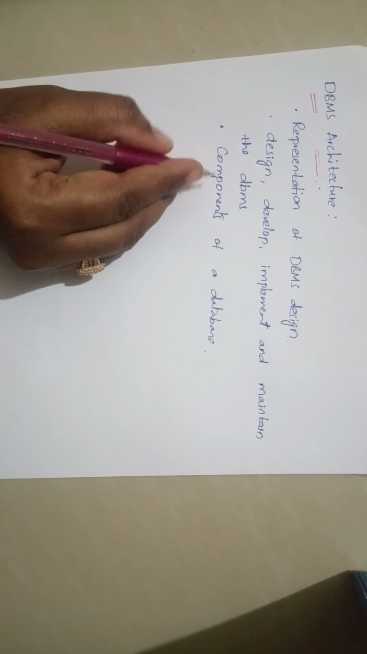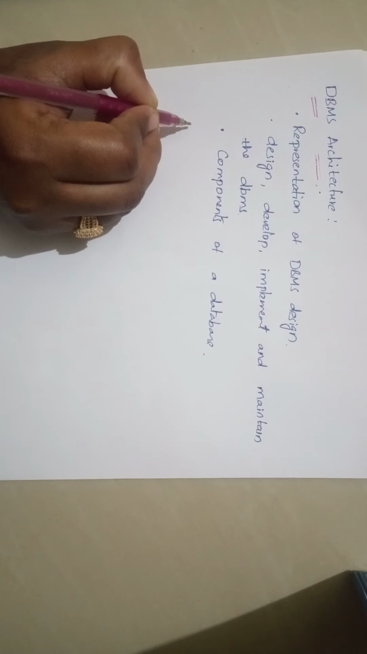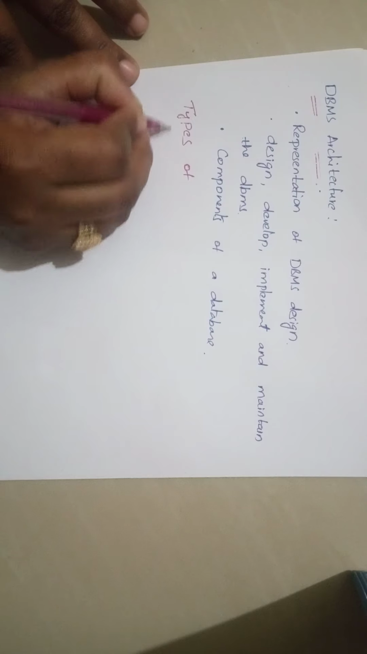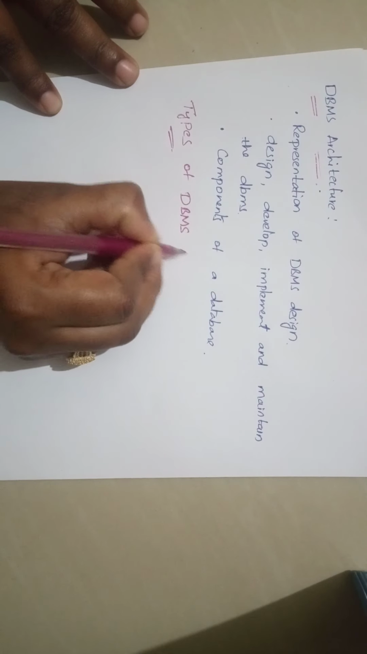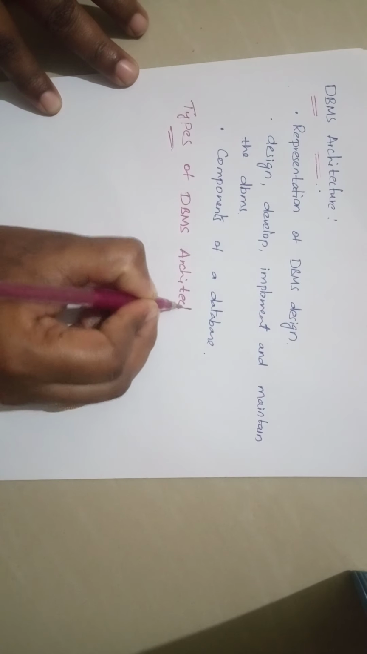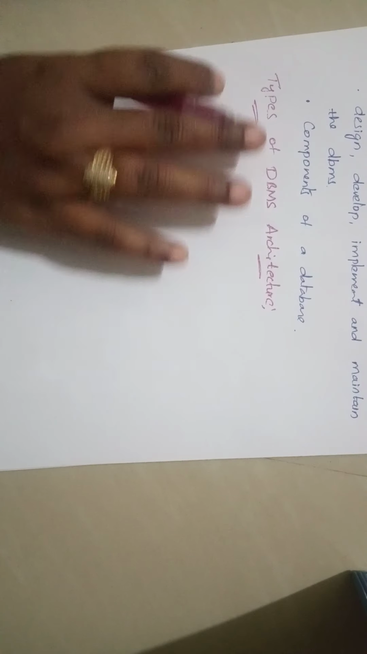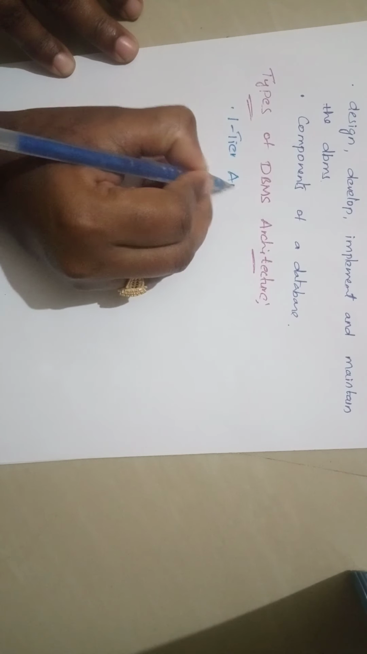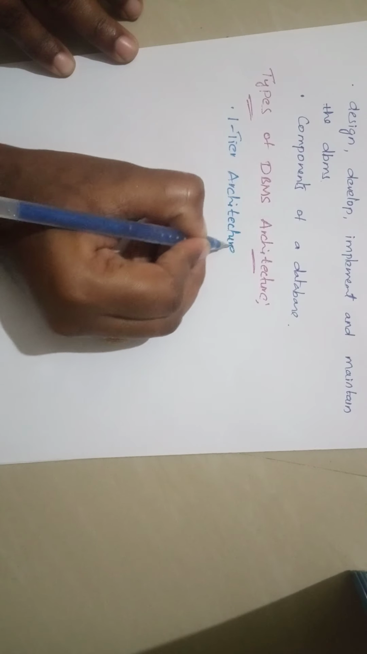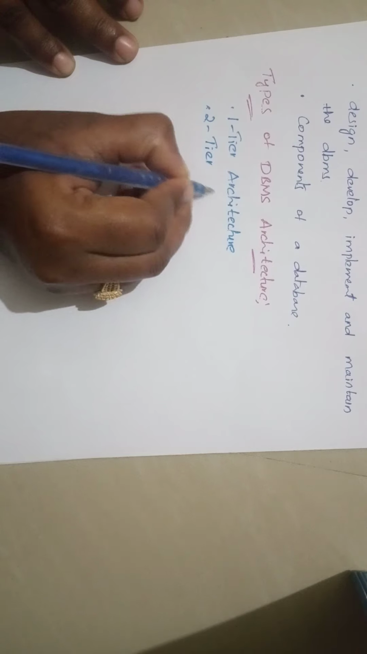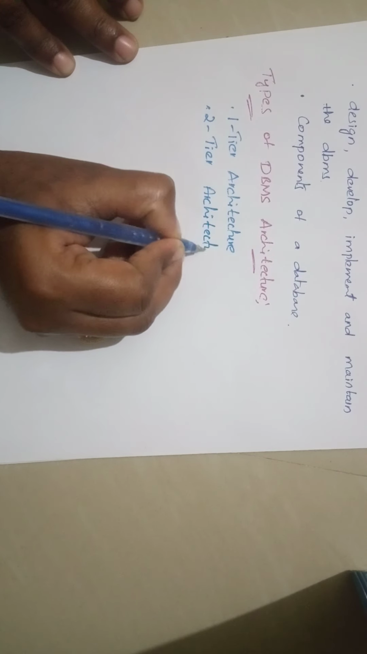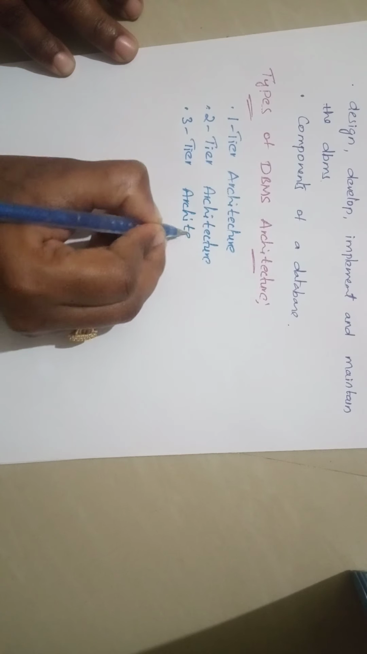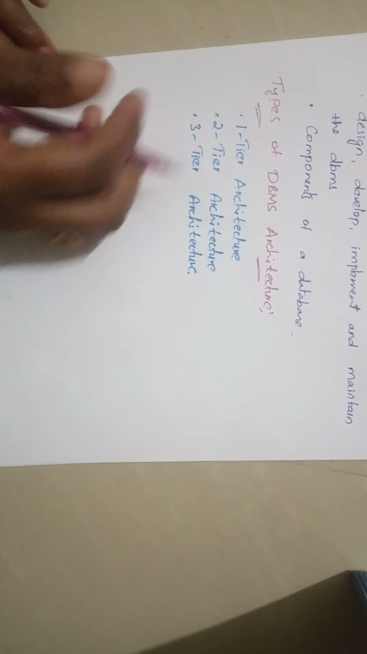Next is types of DBMS architecture. So the types are one-tier architecture, two-tier architecture and three-tier architecture. First, one-tier architecture.